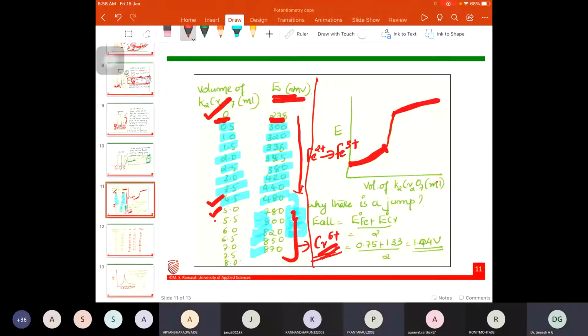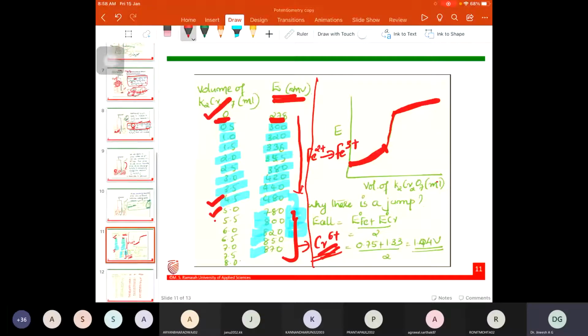So chromium. At the equivalence point, who gave the potential? At the equivalence point, we have to take the average of the potential given by Fe and Cr. Before the equivalence point, the potential was given by Fe. So I will go back to the Fe equation.